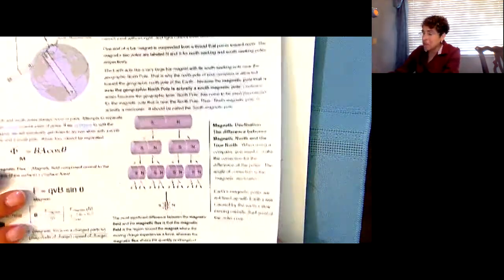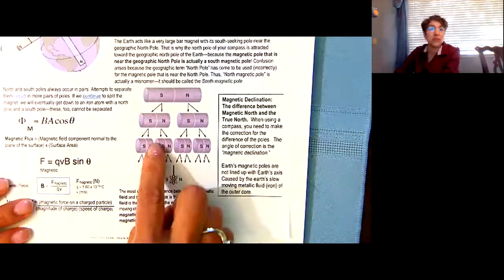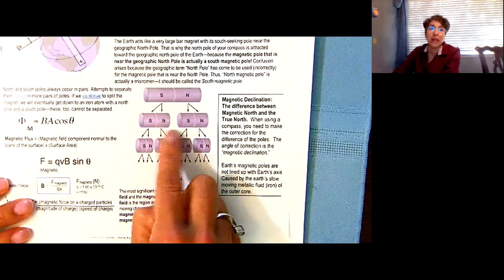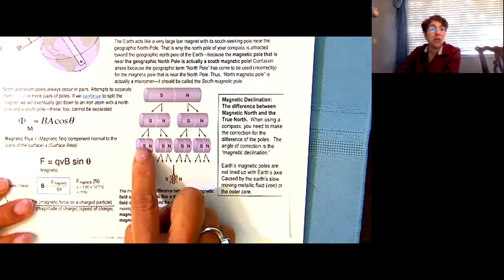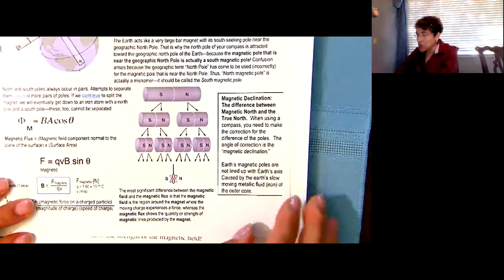And as many times as you split up those magnets, you're always going to have a South and a North. Doesn't matter how many times you break them up, you're going to have a North Pole and a South Pole. So I draw your attention to these equations.